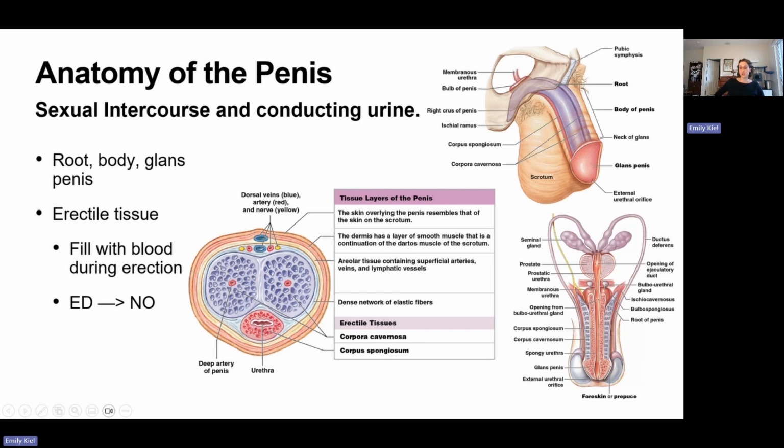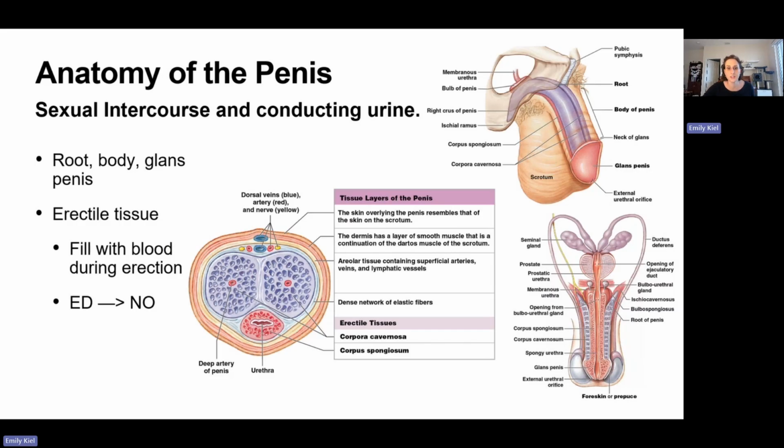These fill with blood during erection, and a huge part of that is nitric oxide. Nitric oxide is a chemical that encourages vasodilation, so it encourages blood vessels to get bigger. That allows things to fill with blood to create the erection. And that is one of the problems that can happen with erectile dysfunction and one of the ways that it is treated. If you think of medications like Viagra or sildenafil, that is part of the mechanism of action. It's working through these systems to create dilation of these vessels to support that erection.